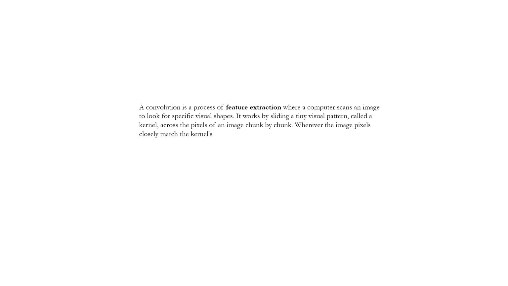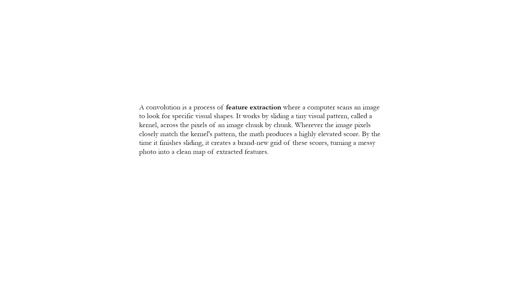So a convolution is a process of feature extraction where a computer scans an image to look for specific visual shapes. It works by sliding a tiny visual pattern called a kernel across the pixels of an image chunk by chunk. Where the image pixels closely match the kernel's pattern, the math produces a highly elevated score. By the time it finishes sliding, it creates a brand new grid of these scores, turning a messy photo into a clean map of extracted features, and also preserving that locality.